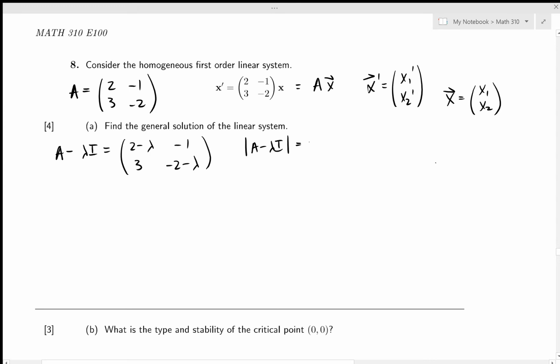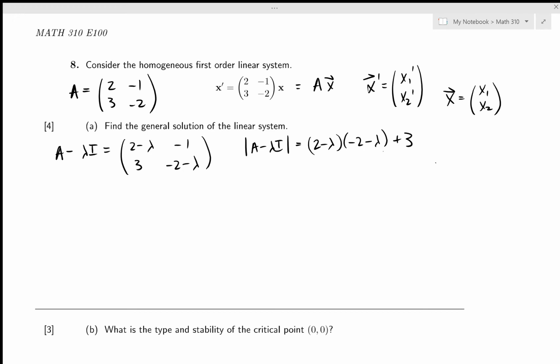I see what I did. Okay, so I'm going to do it this way. 2 minus lambda, minus 2 minus lambda, minus 3, so that's going to be plus 3. Okay, so I figured out the determinant, and then I'm going to set that determinant to 0 and find the values of lambda. Those will be my eigenvalues.